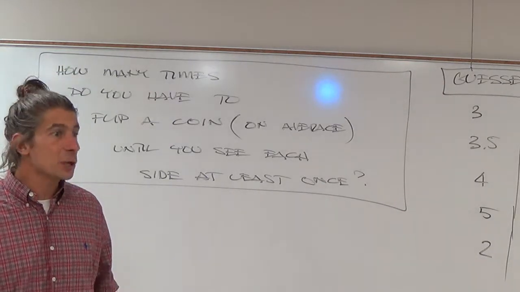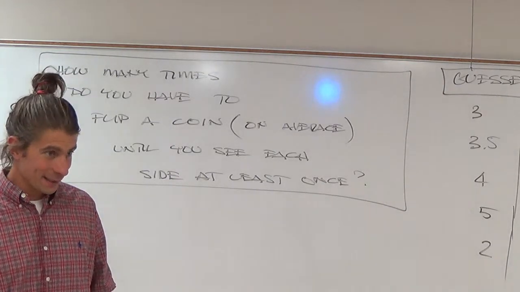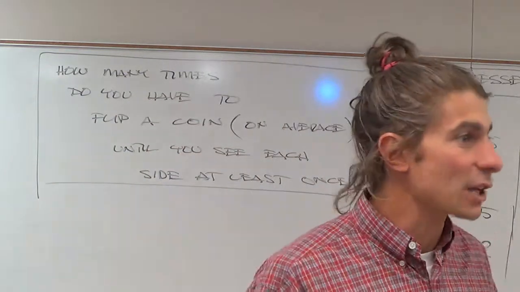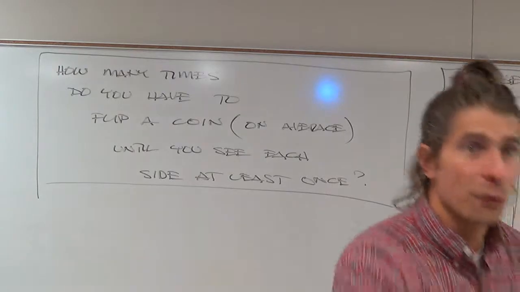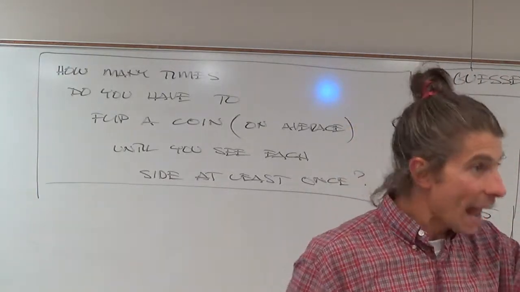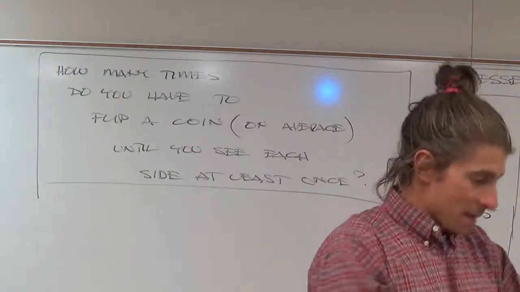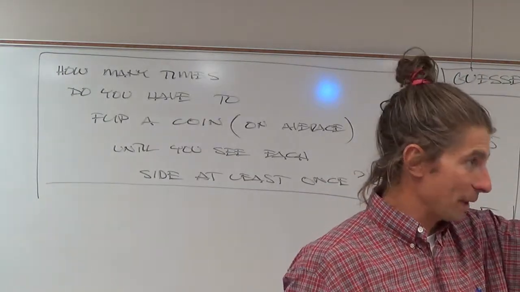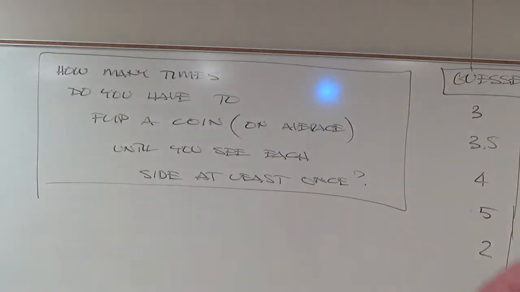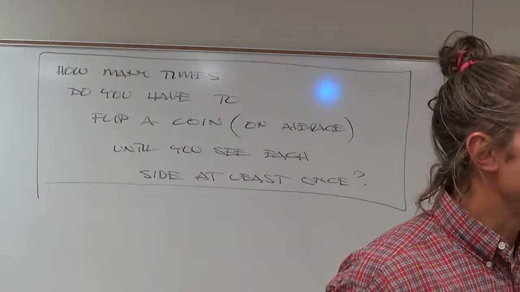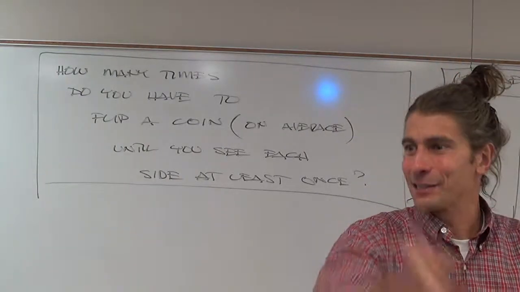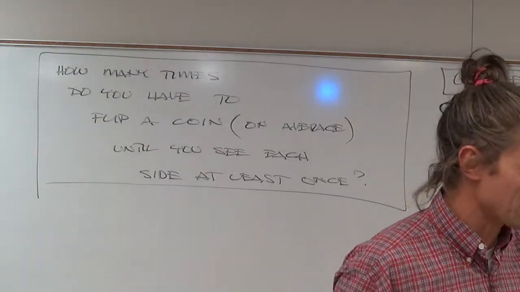So here's what I want you guys to do. Start flipping and count how many times it takes you until you see each side once. So for example, if you flip and get heads, then flip again and get heads, then flip again and get tails, it took you 3 flips to see each side at least once. If it goes heads, tails, that's 2. If it goes heads, heads, heads, heads, heads, tails, that's 6. You see what I'm getting at?